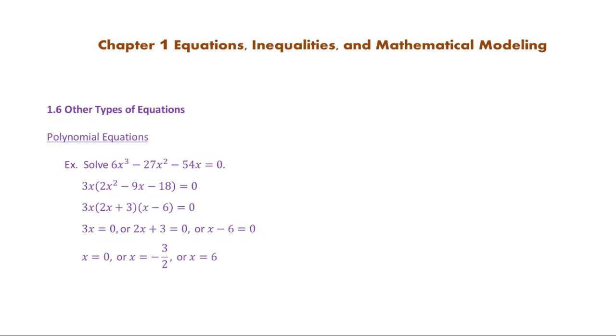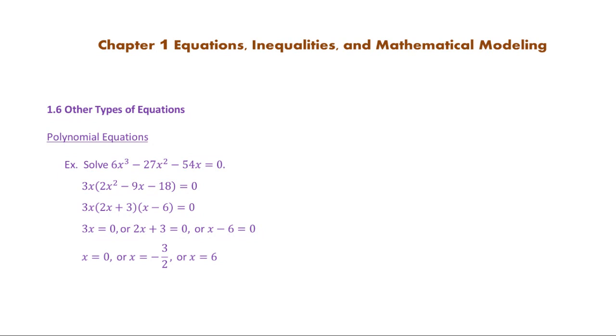And so you're left with 2x squared from 6x cubed, and 9x from 27x squared, and 18 from 54x, with all the signs. Now you need to factor 2x squared minus 9x minus 18. And this is a trinomial. We discussed how to factor that in a method called factoring by grouping. Remember that.